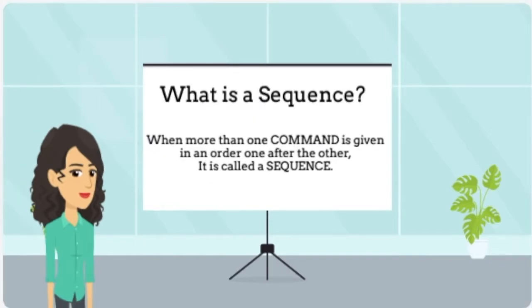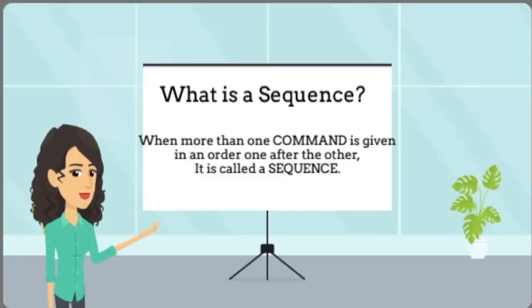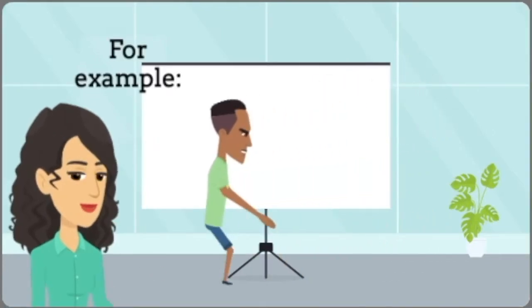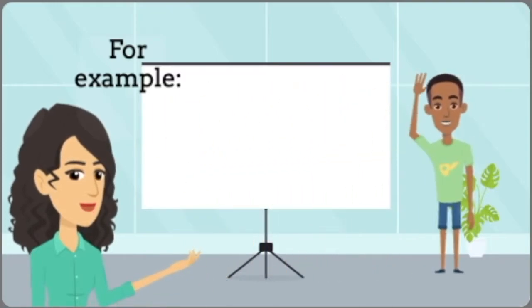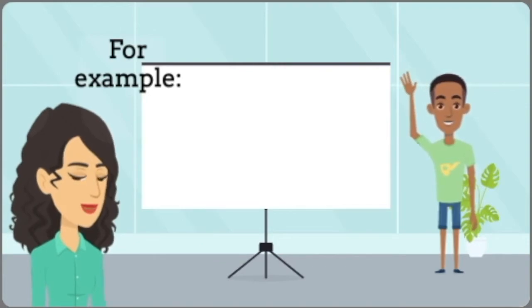to write a code. Now, what is a sequence? When more than one command is given in an order, one after the other, it is called a sequence. Let me give you an example for this. I told Rohan to do one squat, raise his hand and wave his hand. So he did one after another. Did you see? He did step by step. Did you notice that? Hope it is clear to you.